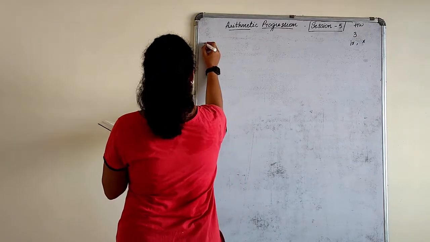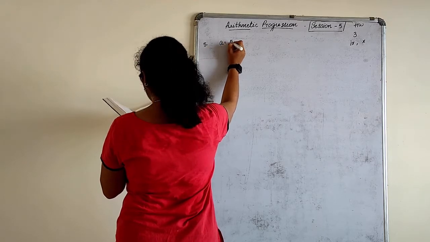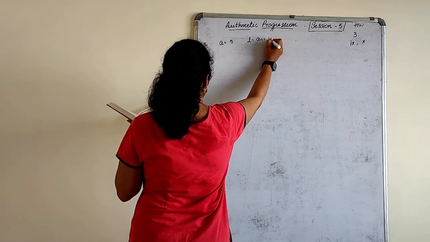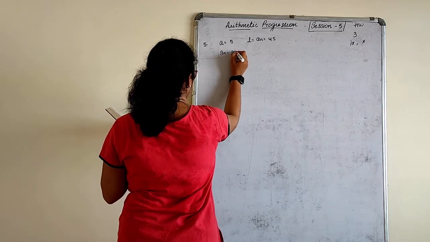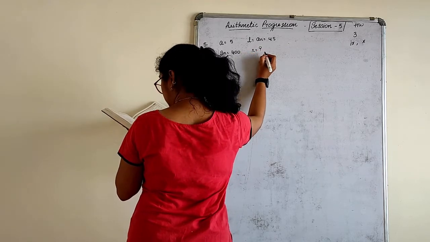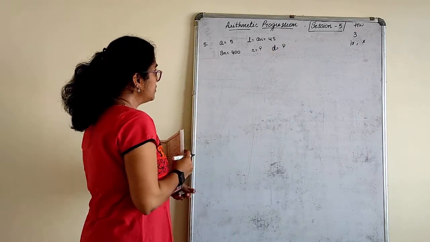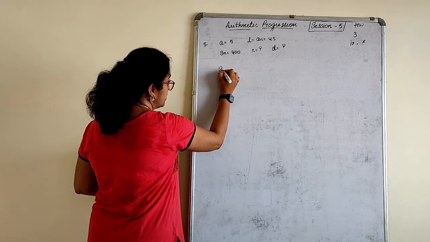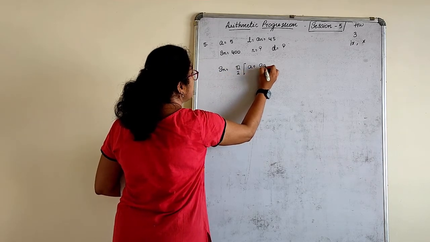Fifth one. The first term of an AP is 5. The last term is 45, and the sum is 400. Find the number of terms and the common difference. How do we find it? Now, Sn is given, an is given, a is given. Can we find n? Yes. What formula? Sn is equal to n by 2 into a plus an.